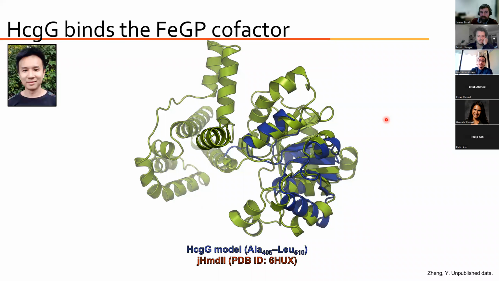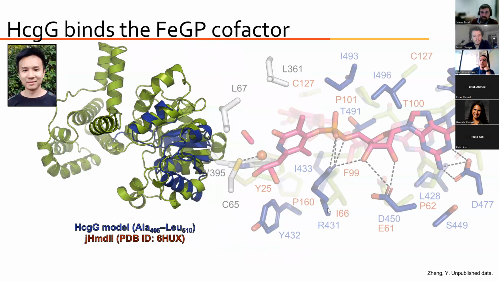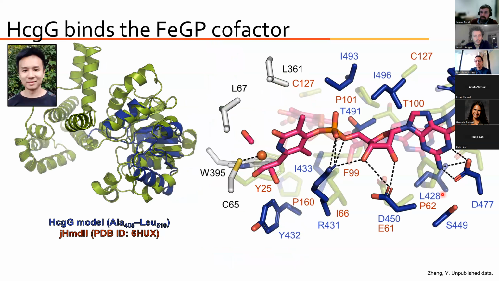Because of the homology of ACGG with HMD2, our postdoc Yu-Chong Tseng did a study on the possible binding of the iron GP cofactor to ACGG. And here we see the alignment of, in blue, the ACGG model and the crystal structure of HMD2, the monoiron hydrogenase paralog. And they fit relatively well. But also the residues that bind the cofactor are in very good agreement.